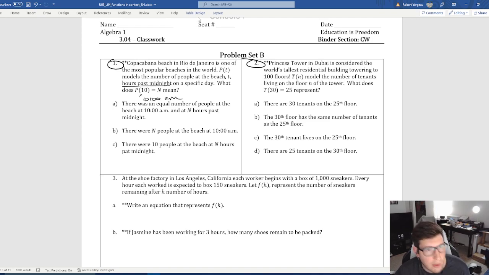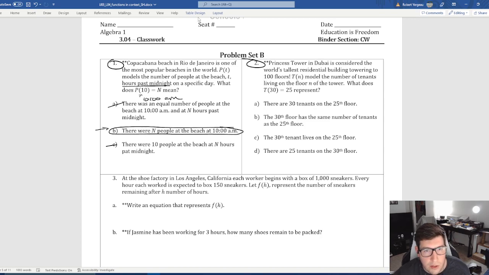So let's see which of our answers lines up with that. There's an equal number of people at the beach at 10 a.m. and at N hours past midnight. Not quite. There were N people at the beach at 10 a.m. Ooh, this one sounds pretty good. Let's check C and see what we think. There were 10 people at the beach at N hours past midnight. Well, this doesn't really line up with our units. And so, in terms of interpretation, we're looking at B.